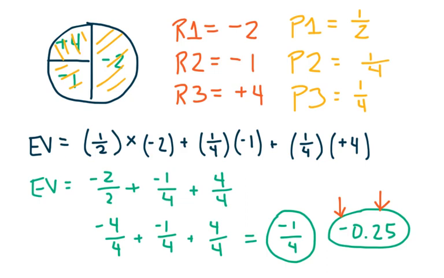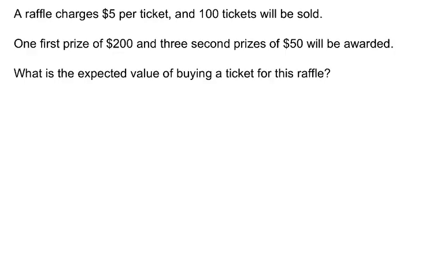Let's look at one other situation. A raffle charges $5 per ticket, and 100 tickets will be sold. One first prize of $200 and 3 second prizes of $50 will be awarded. What is the expected value of buying a ticket for this raffle? One thing that's really important to notice here that's different from our spinner.